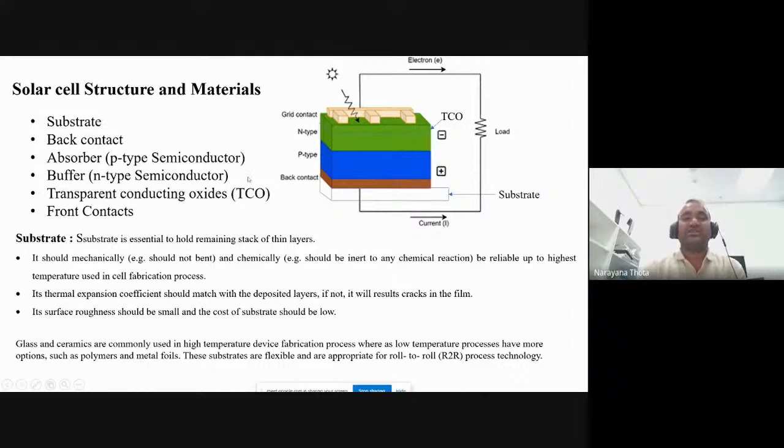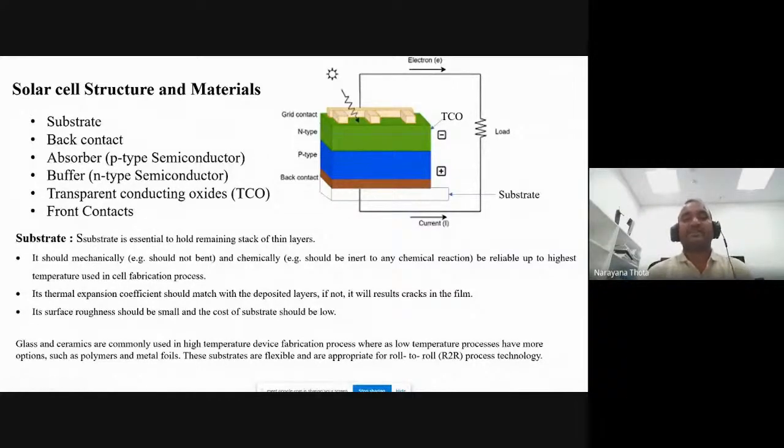Then there are TCOs, transparent conducting oxides, which are transparent to light so that they can transmit most of the incident light to the absorber material, and contacts. So these are the four points we have to take in when designing a solar cell. What type of absorber material, what is the junction, what are the top and bottom contacts, and what is the substrate. Among them, the substrate is an important thing, because it is the substrate which holds the remaining stack.